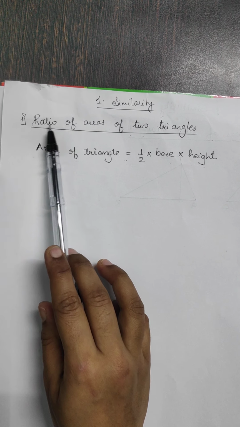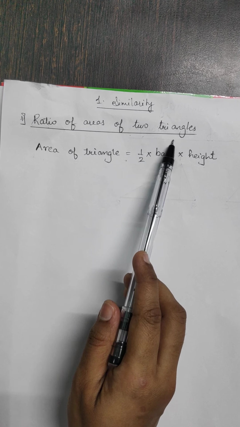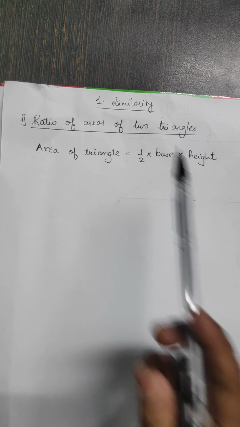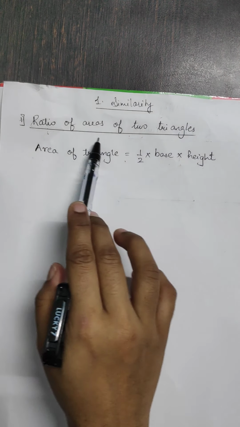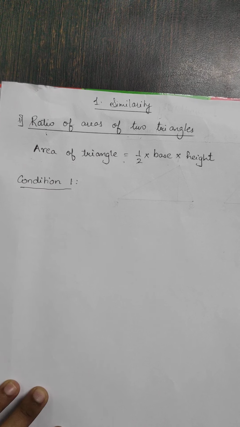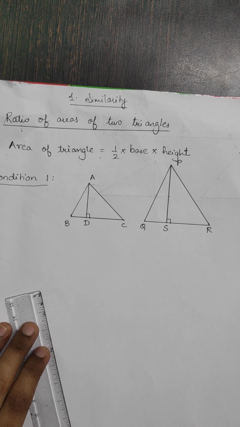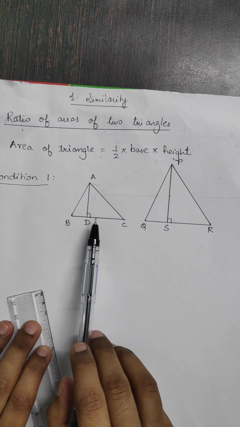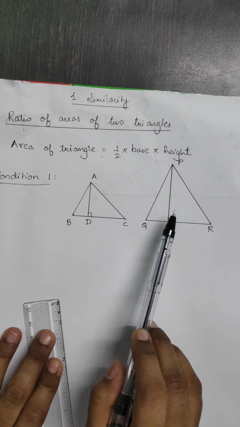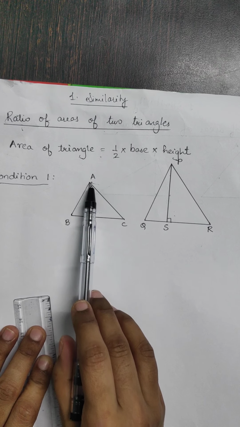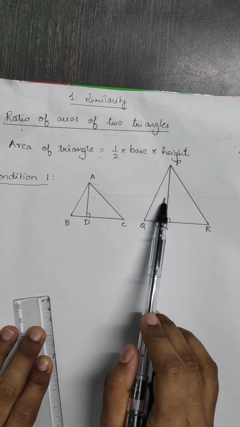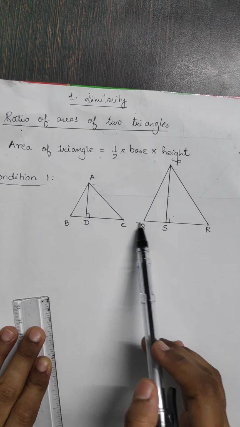In this ratio of areas of two triangles, there are in total 4 concepts. So let us learn the very first condition. Condition number 1. Here you all can see two triangles. Both the triangles are different. The name of the first triangle is triangle ABC. The name of the second triangle is triangle PQR.